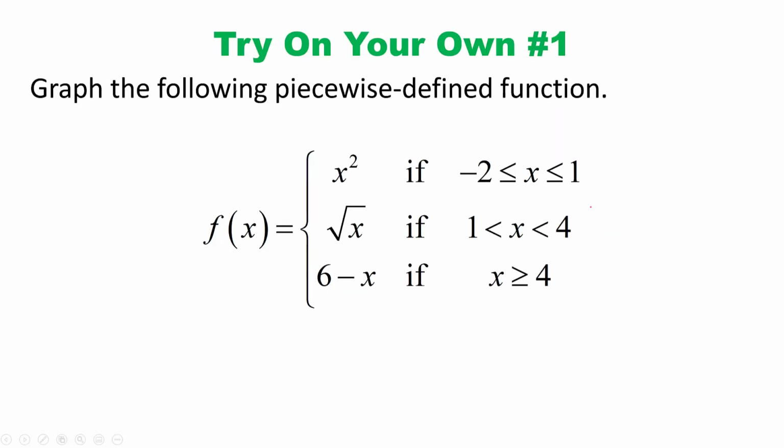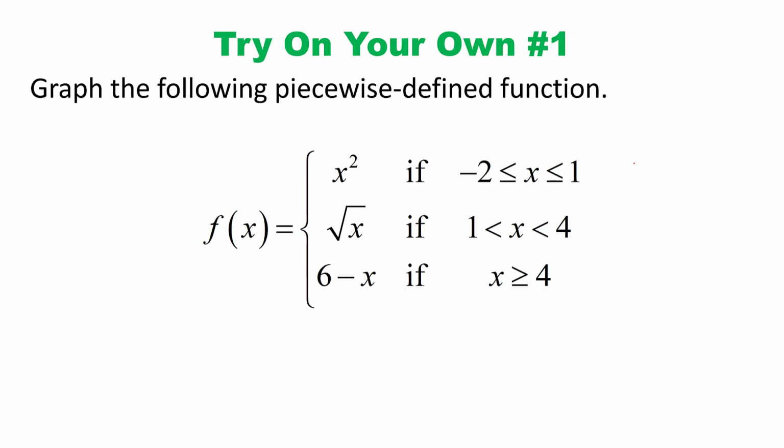So I'm going to have you do your own for the first try on your own problem today. Graph the following piecewise defined functions. Stop the video for a minute if you need to write this down. F of x equals x squared if negative 2 is less than or equal to x is less than or equal to 1. F of x equals square root of x if 1 is less than x is less than 4.